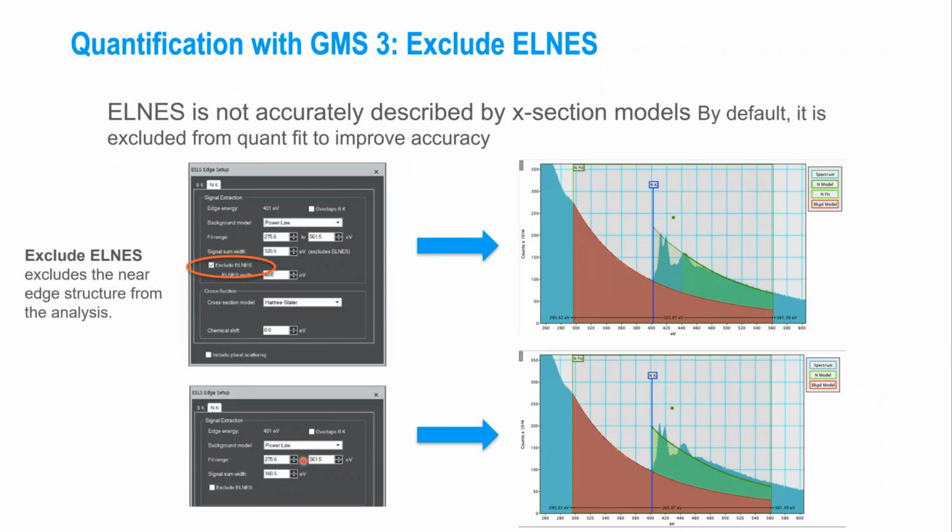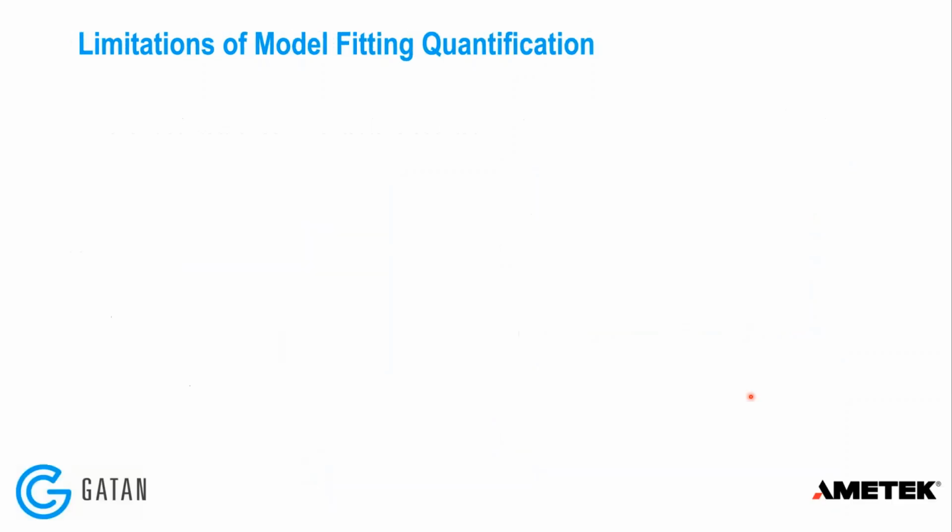So again, exclude ELNES. The ELNES is not accurately described by the cross-section models. So by default, in the model fitting method, we exclude the ELNES region from the quant fit because we know we shouldn't try and fit something in an area where it doesn't fit, in essence. So the top example here, again, boron nitride. We're looking at the nitrogen K edge with the ELNES region excluded. So you can see in this high energy loss part of the spectrum, the fit is very good. Without the ELNES excluded, the fit is worse.